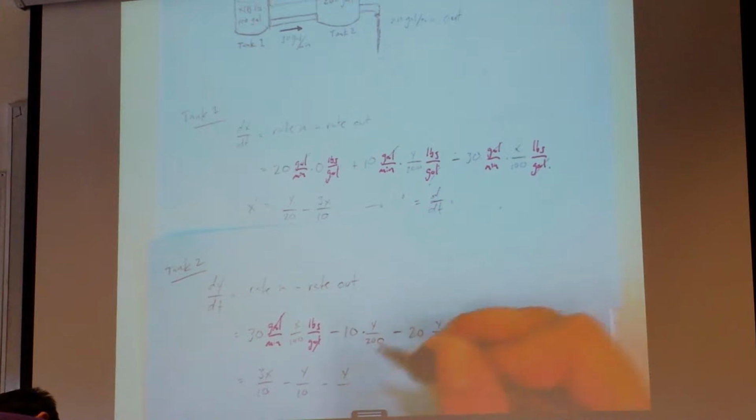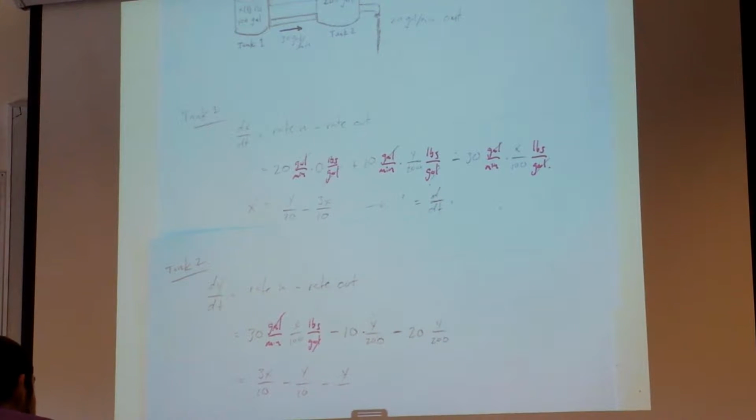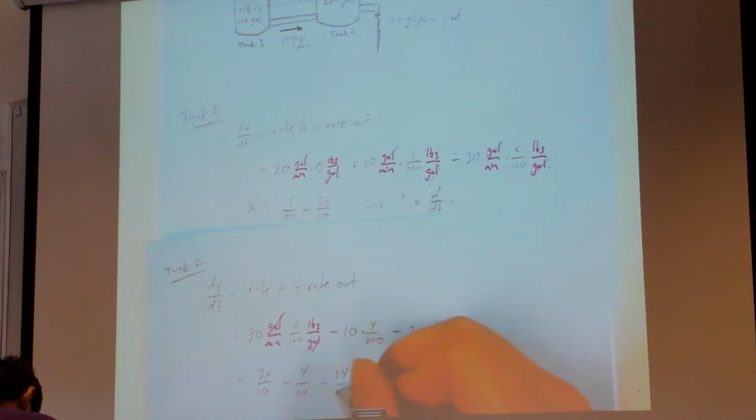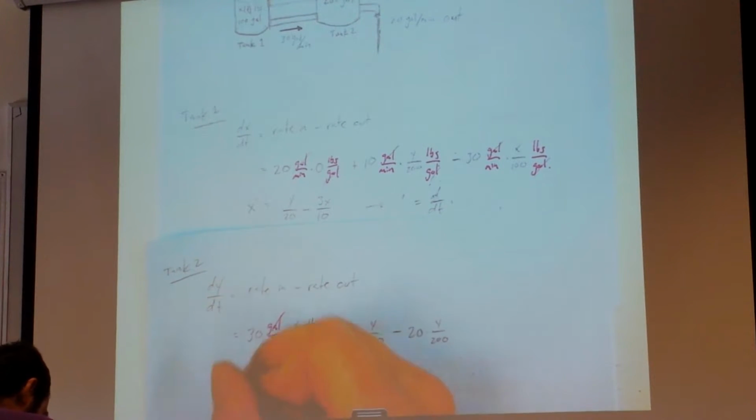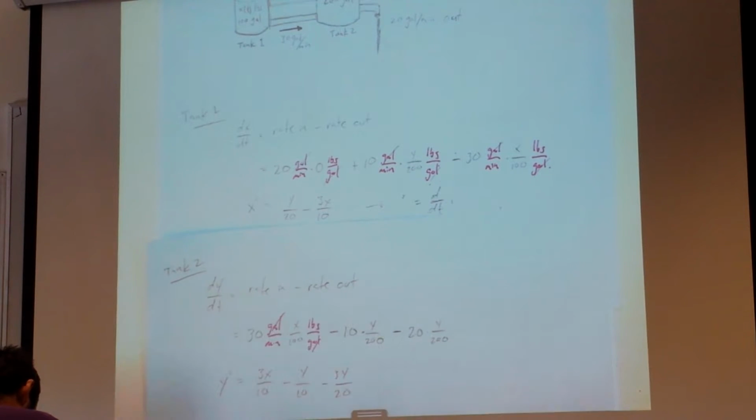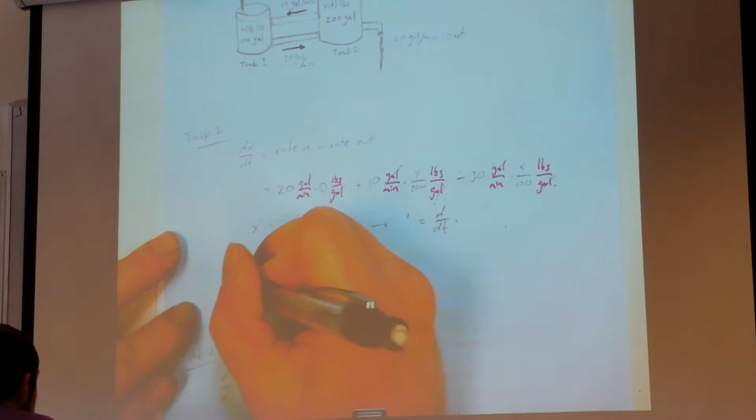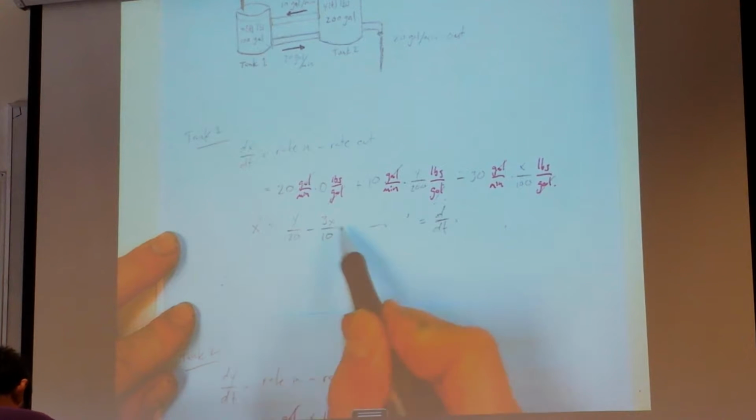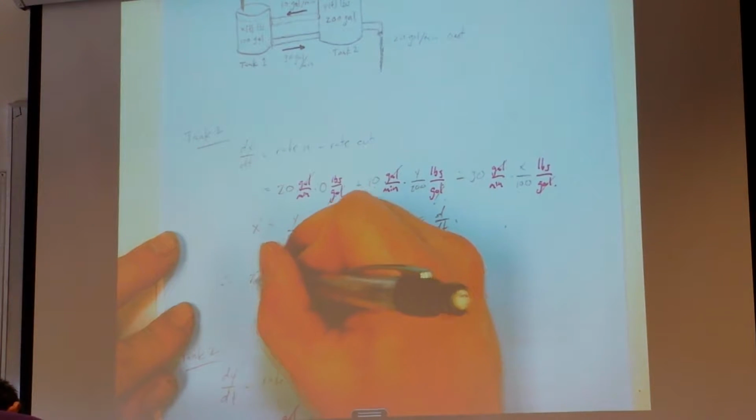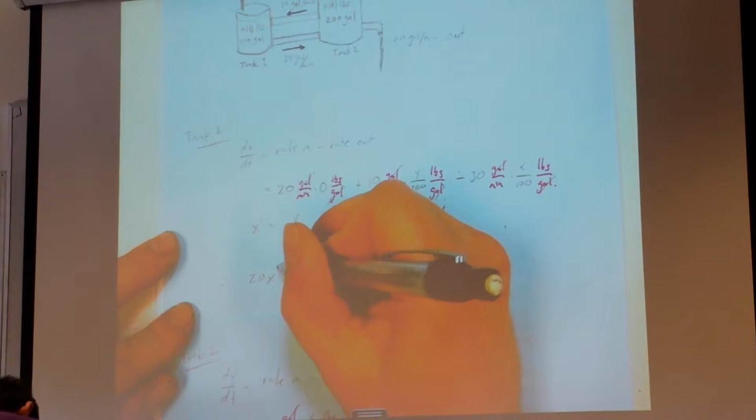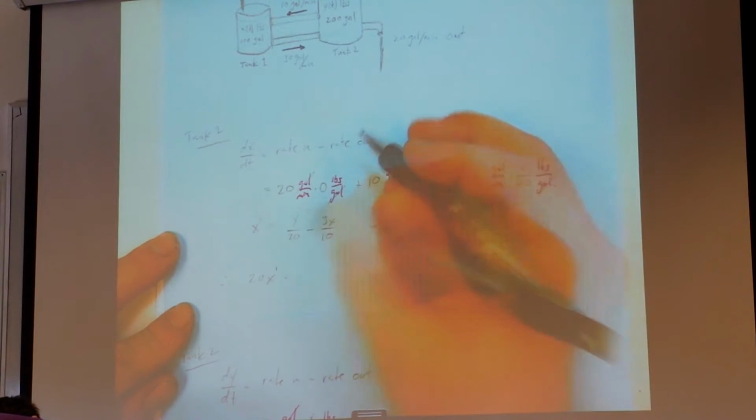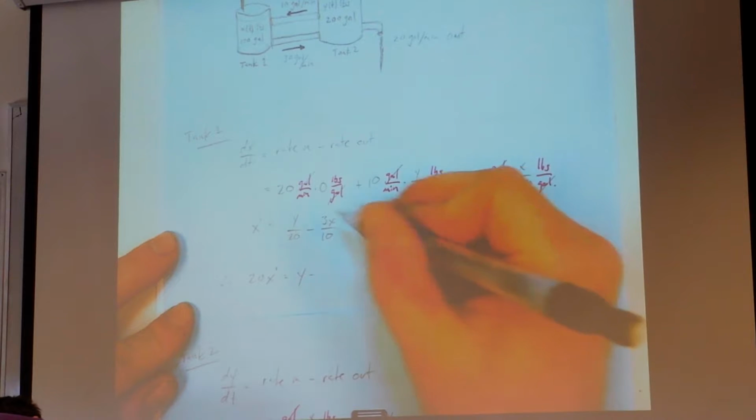Right, 10y over 200 minus 20y over 200 minus 3y over 200, or 30y over 200, so that's going to be 3y over 20. Is that right? Yeah. And that is y prime. One thing I'm going to do with these is just clear the fractions, so multiply both sides of this equation by 20. You'd have 20x prime equals y minus what?